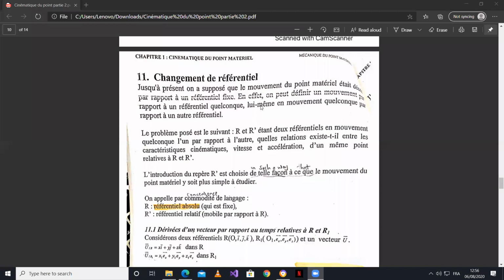There are certain things that we're going to introduce. We began with one referential just so you can understand the concept of velocity, acceleration, vector position, et tout ça. But in reality, it's not that simple. It's a bit more complex, okay?